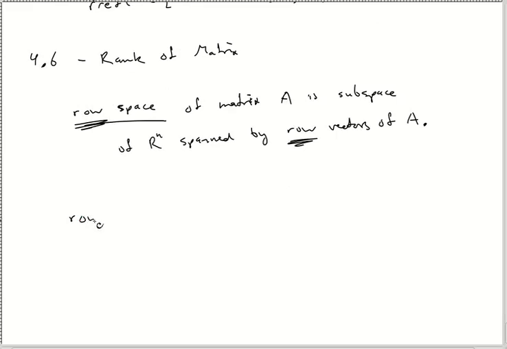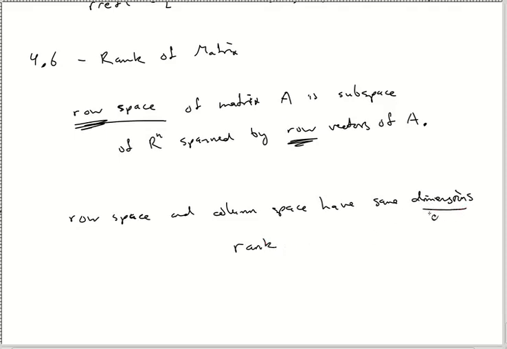Regardless, the row space and the column space have the same dimensions. And that's called rank. That dimension, it's called rank. There's a title for you there. It's the dimension of my row space.